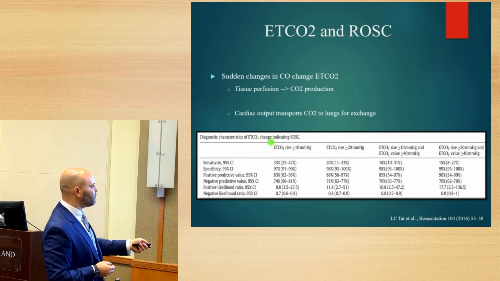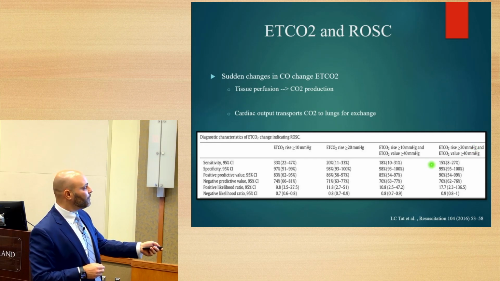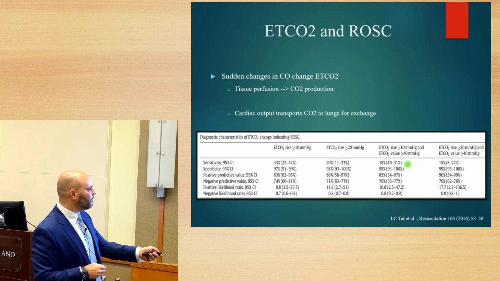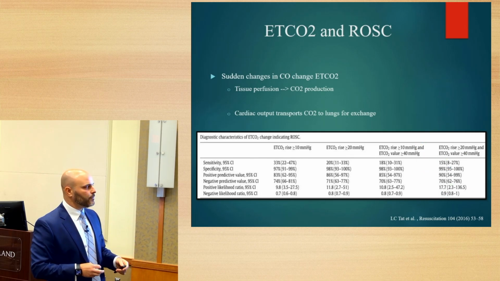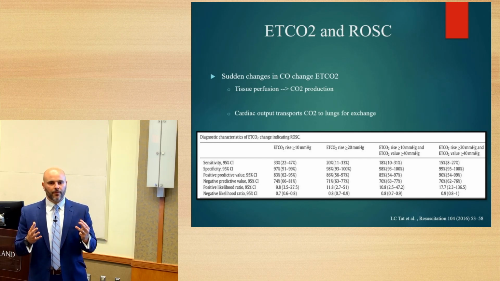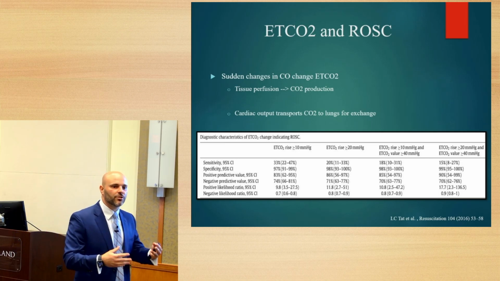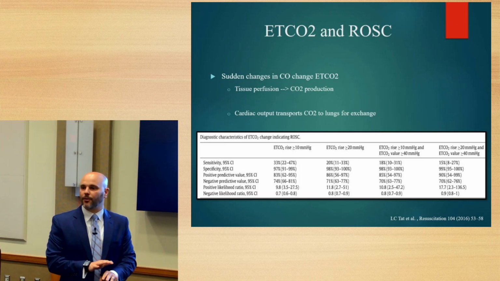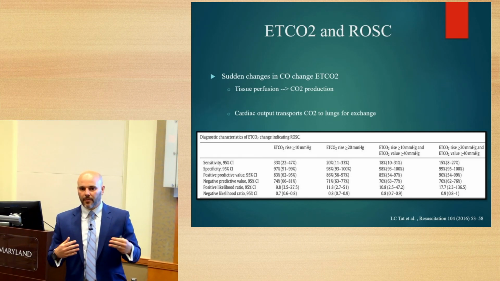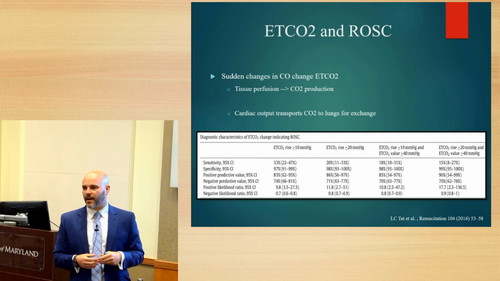And this study basically shows that with the rise of end-tidal CO2, with the increase in the rise and the value, your specificity goes up and your negative likelihood ratio goes up. So if you can get that end-tidal to increase by 20, or you see that on the monitor, you have a good chance of achieving ROSC. And by doing this, rather than doing the pulse checks every 3 minutes, you're maintaining a good chest compression fraction, and you're limiting times when you're interrupting CPR, which, as we know, is one of the most important factors and predictors of achieving ROSC.